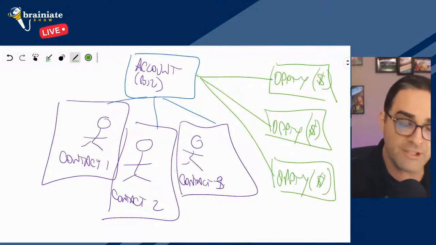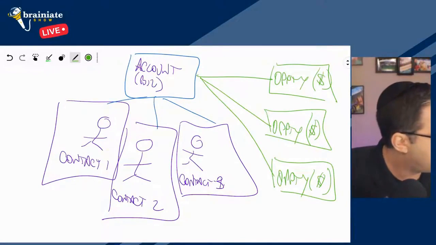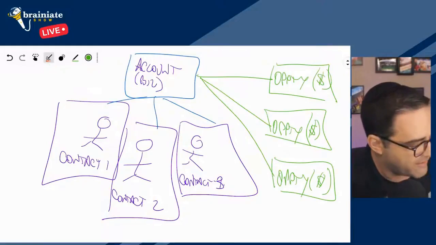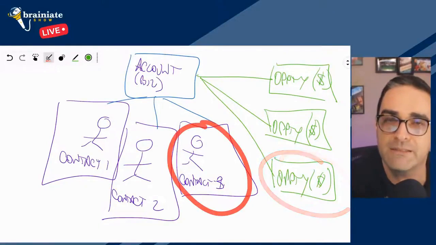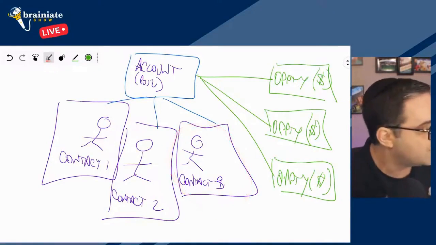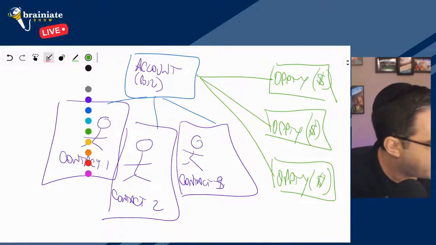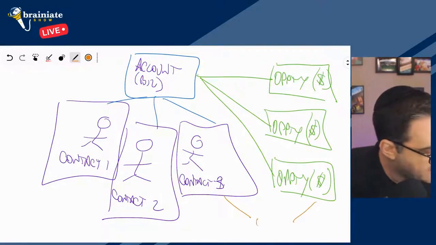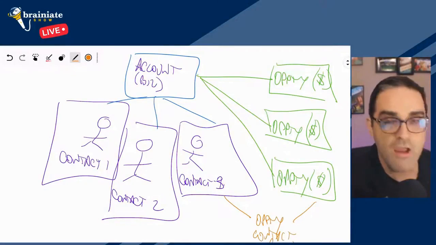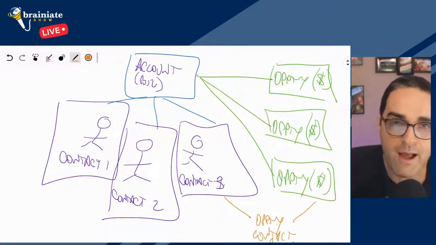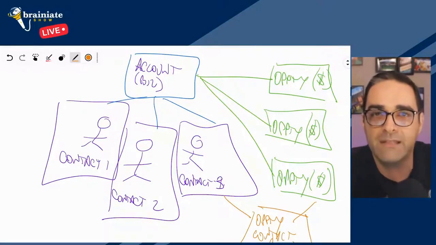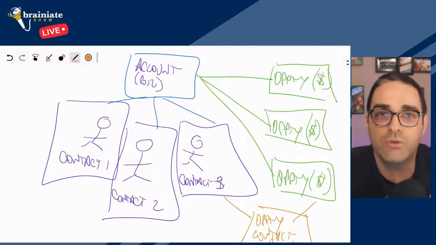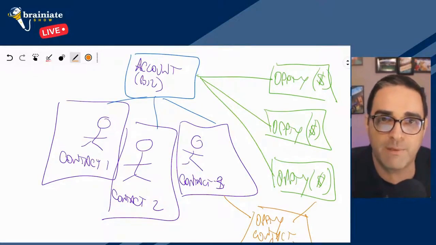Now, we could have some situations where, let me just get the highlighter here, maybe for this opportunity, only this individual is involved. So we can absolutely go ahead and make that connection, and that's called the opportunity contact role. So we have a record in Salesforce called the opportunity contact role, and all that really is doing is matching up that individual opportunity to one or multiple contacts.